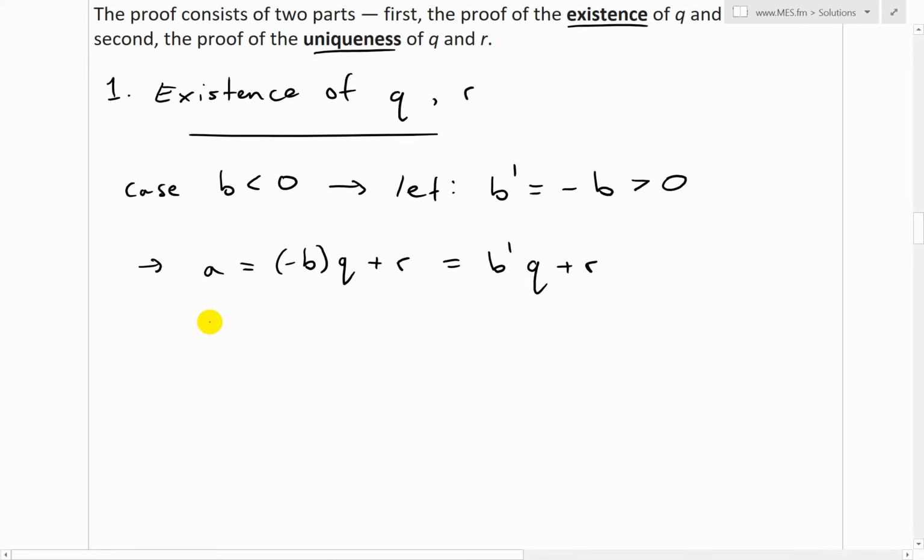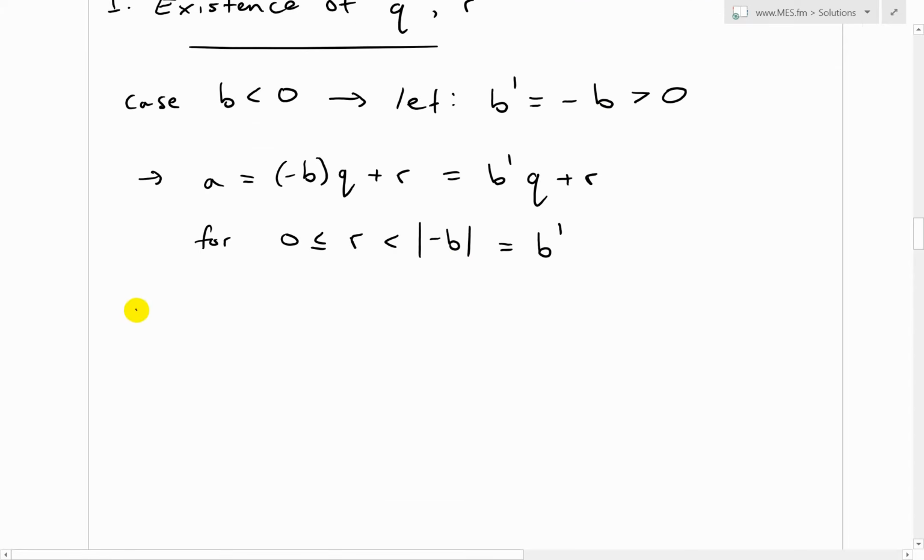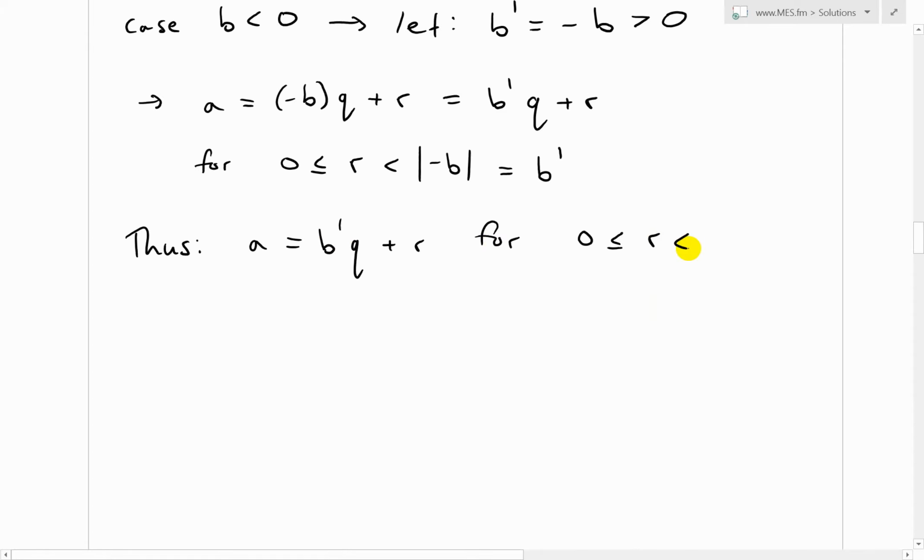And likewise, this is for 0 less than or equal to R less than the absolute value of negative B, which is the same thing as writing B prime, because we're looking at the positive side, and a negative of a negative number is going to be positive. So all we're doing is changing the variable. Thus A equals B prime Q plus R, and this is for 0 less than or equal to R less than B prime, this kind of remainder convention.